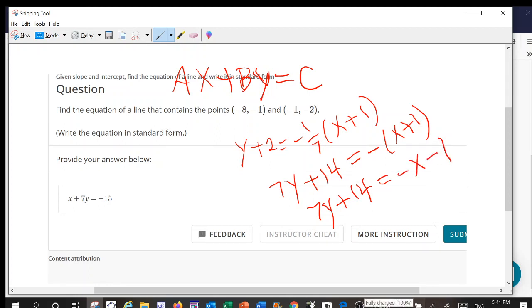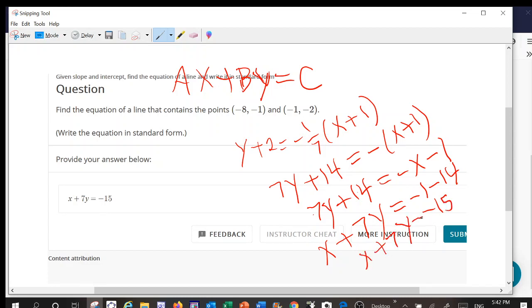So we're going to move the x to this side, and move the 14 to the other side. So x comes to this side, becomes positive, and negative 1 minus 14, that's negative 15 there. So x plus 7y equals negative 15. That's the standard form. In standard form, you have to have x first, and then y, and then a number on this side, and no fractions.